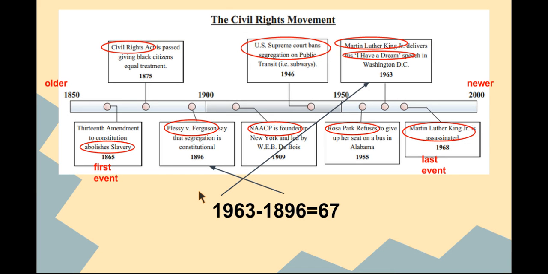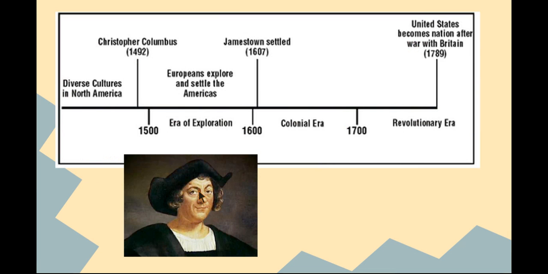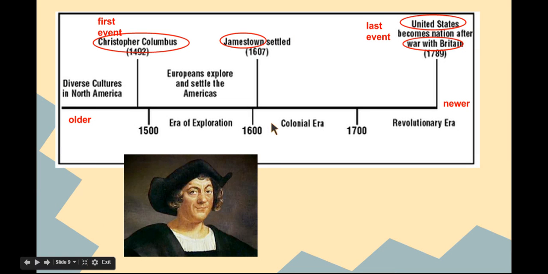Now, we're going to try this on our own. Here is a timeline representing the exploration of the United States. How many years passed between Christopher Columbus arriving in America and the settling of the colony in Jamestown? So, using my steps, I'm first going to go ahead and annotate this timeline. I wrote older all the way on the left, newer all the way on the right. I labeled my first event, my last event, and I went ahead and circled key details.